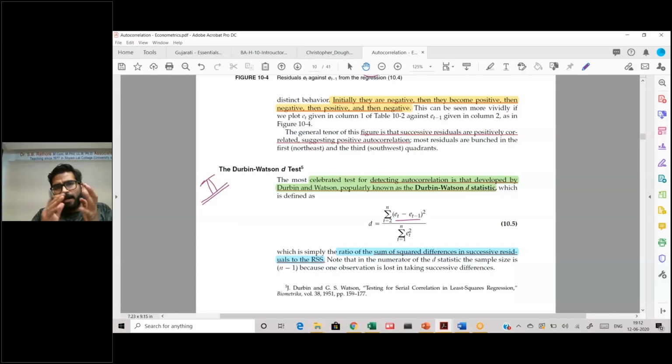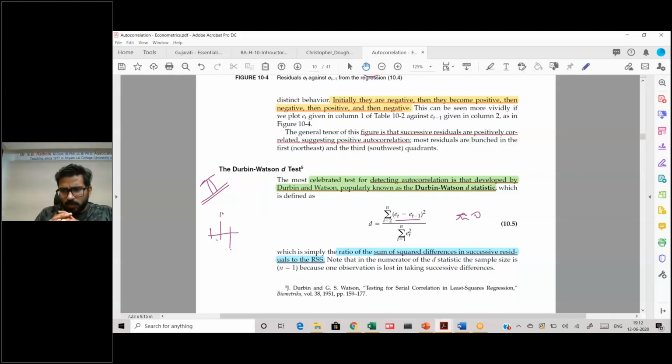If there is randomness in the errors, one error will be positive, one error will be negative, one positive, and so on. They will cancel out with each other, and if there is no relationship between E_t and E_(t-1), this squared difference term will be approximately equal to 0. So there is no relationship between them.